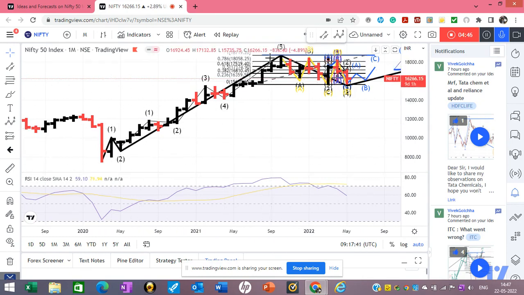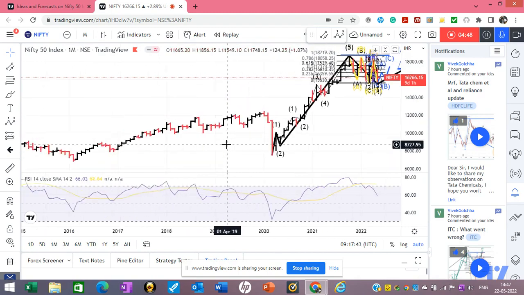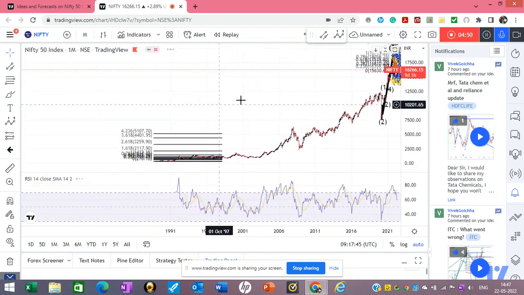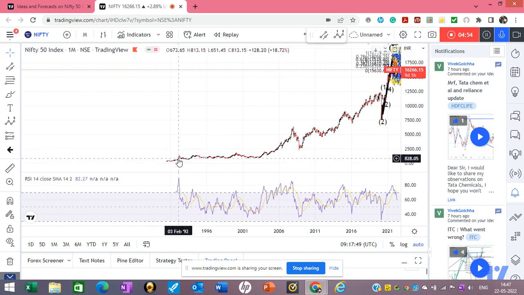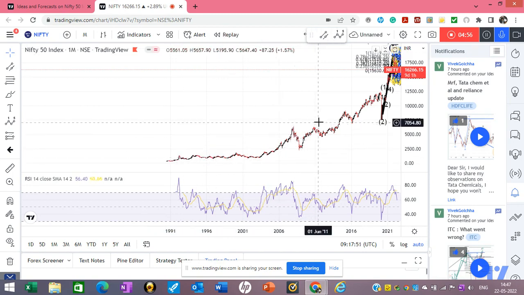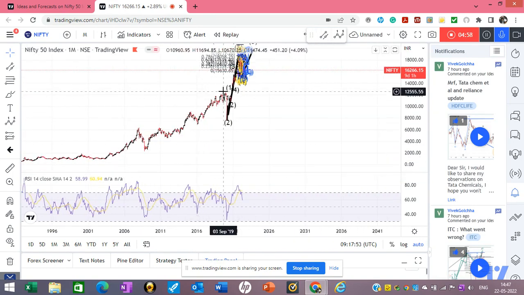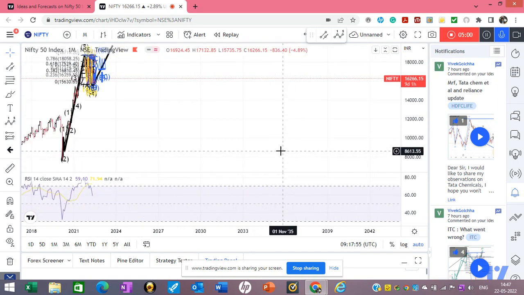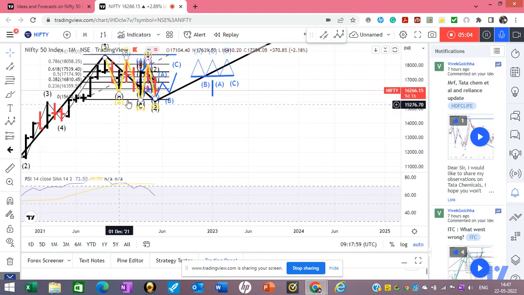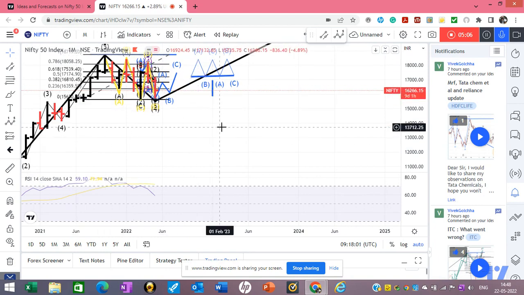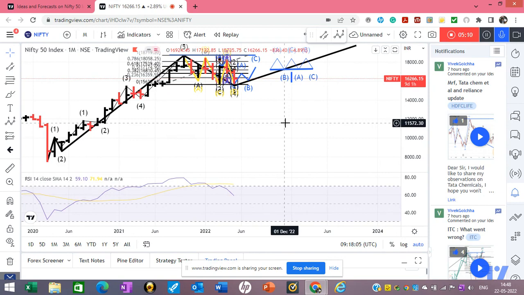The reason is this is the last of the last wave. So if we take the whole chart of Nifty primary wave, then it starts from here 1, 2, 3, 4, and 5. So Nifty itself is in the last wave, and what we are expecting is the last of the last. The fifth of the fifth wave is expected. This is only for educational purpose.